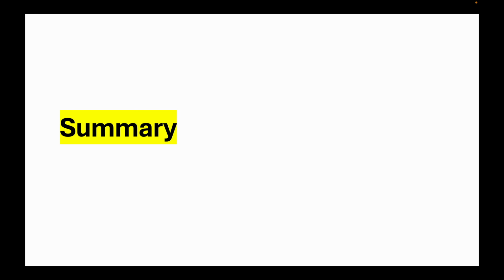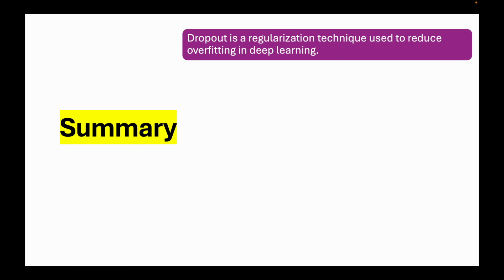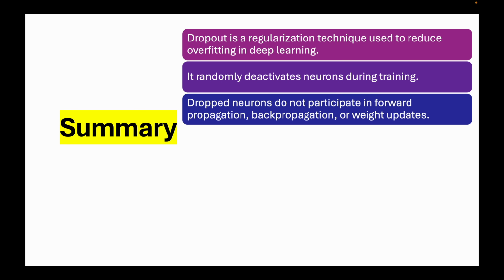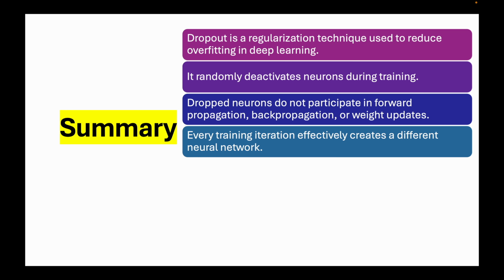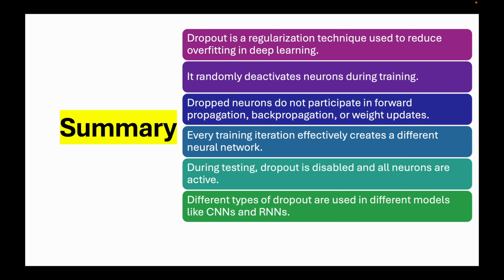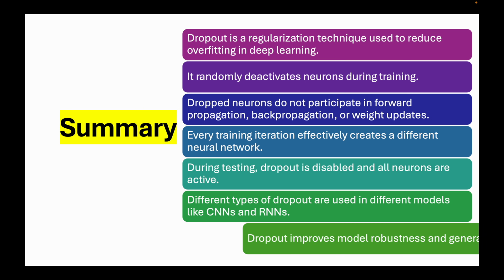Okay, this is all for dropout. We understand that dropout is a regularization technique used to reduce overfitting in deep learning. It randomly deactivates neurons during training. Dropped neurons do not participate in forward propagation, backward propagation, or weight updates. Every training iteration effectively creates a different neural network. During testing, dropout is disabled and all the neurons are active. Different types of dropout are used in different models like CNNs and RNNs. Dropout improves model robustness and generalization.